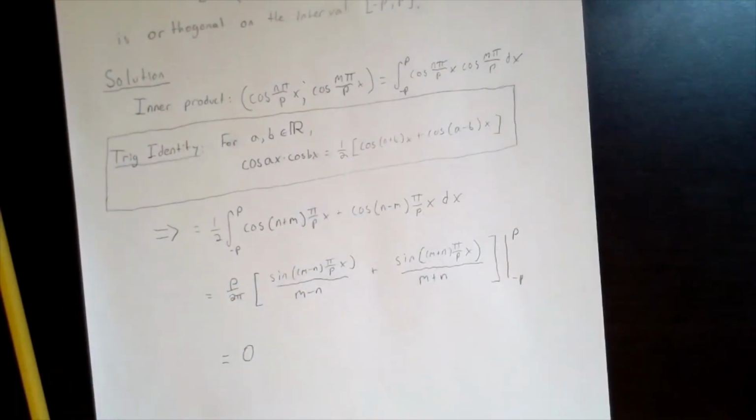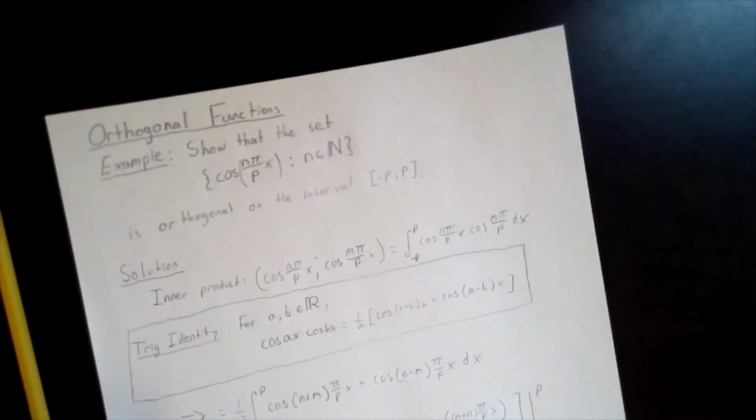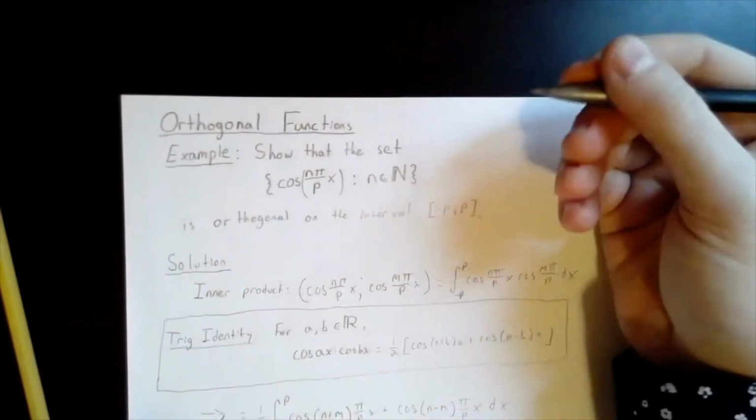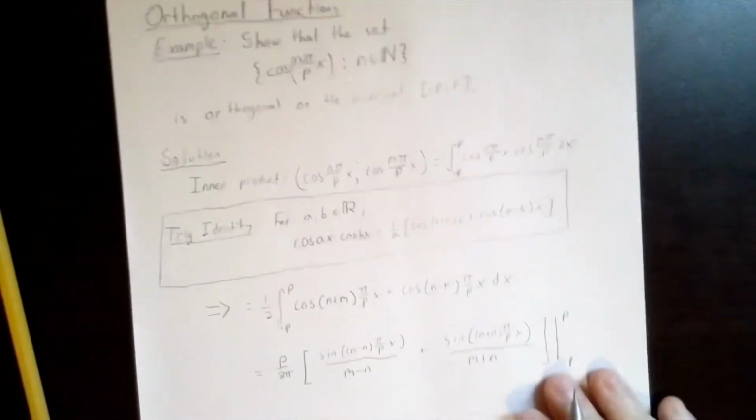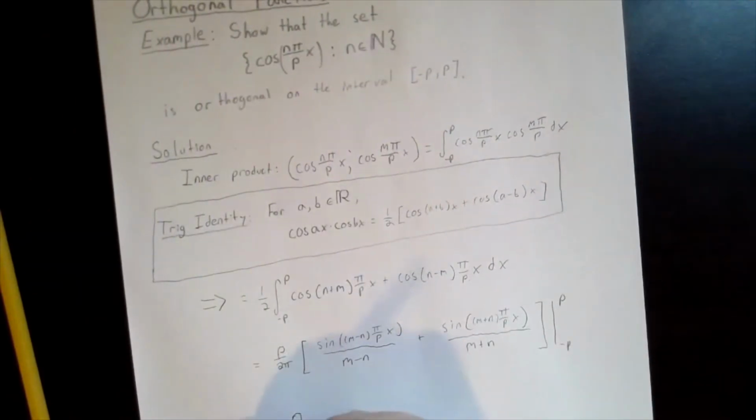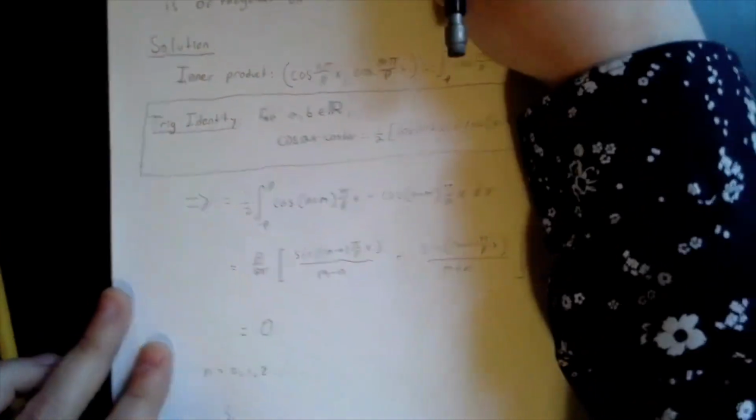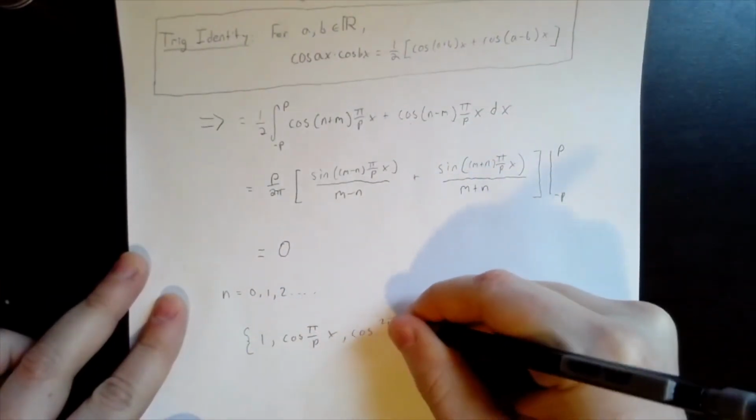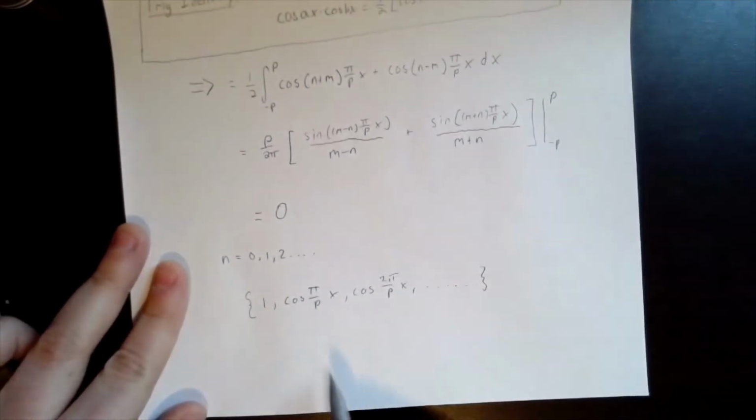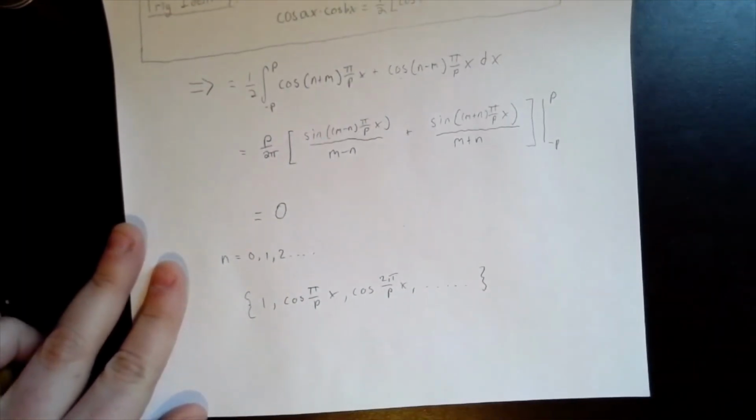So what we've proven here is that any two elements of this set are orthogonal on this interval. And so for n equals, say, 0, 1, 2, on to infinity, we have an infinite set of cosine functions which are orthogonal.